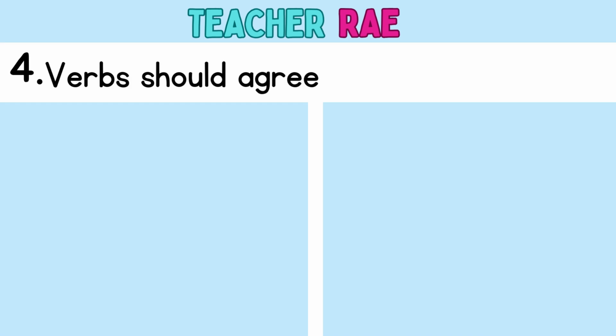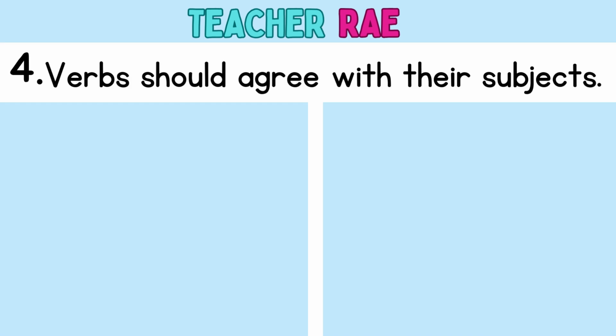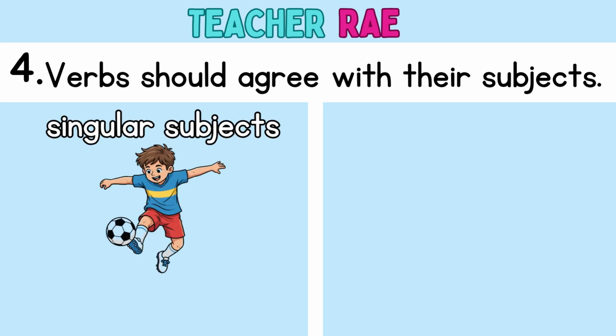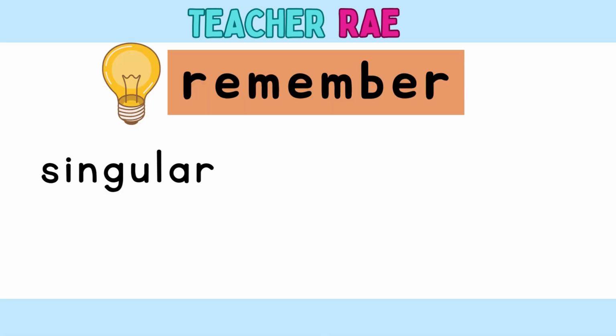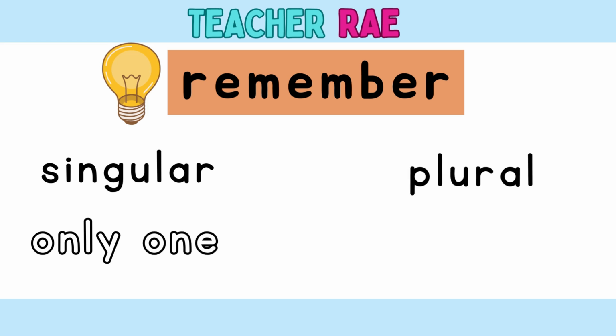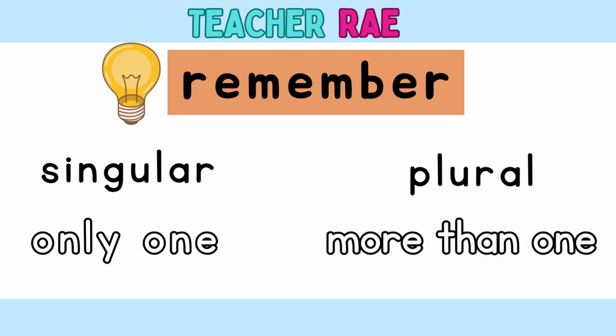Number 4. Verbs should agree with their subjects. For singular subjects, we add S or ES to verbs. For plural subjects, we use the base form of the verb. Remember, singular means only one. Plural means more than one.